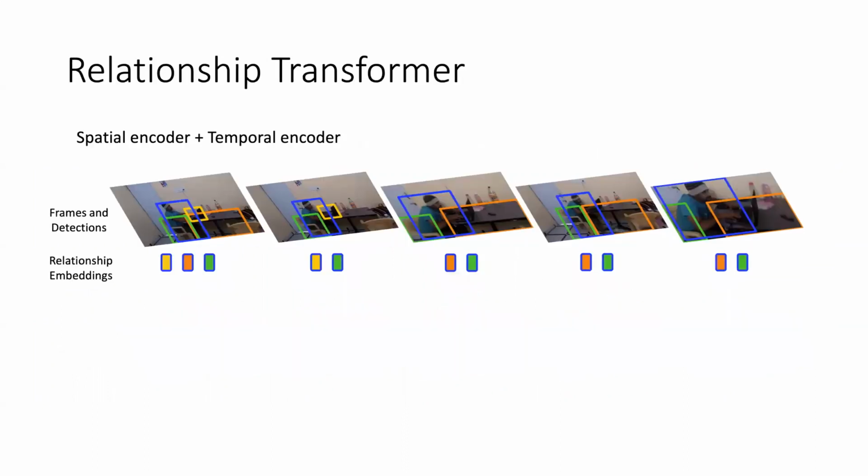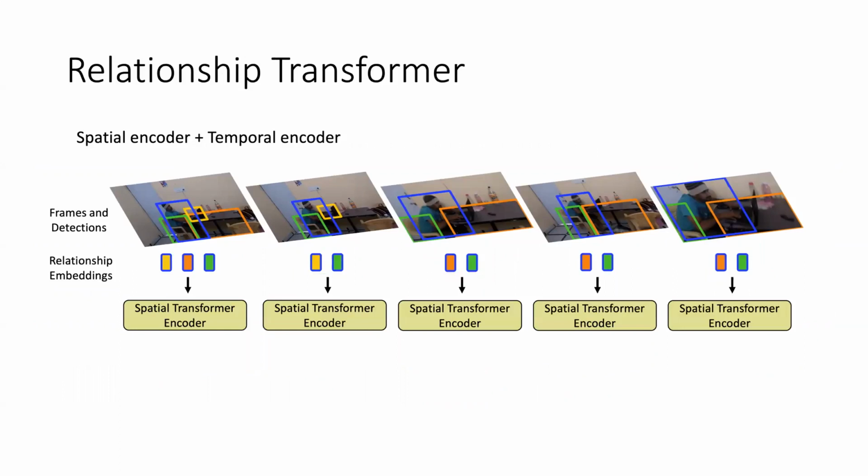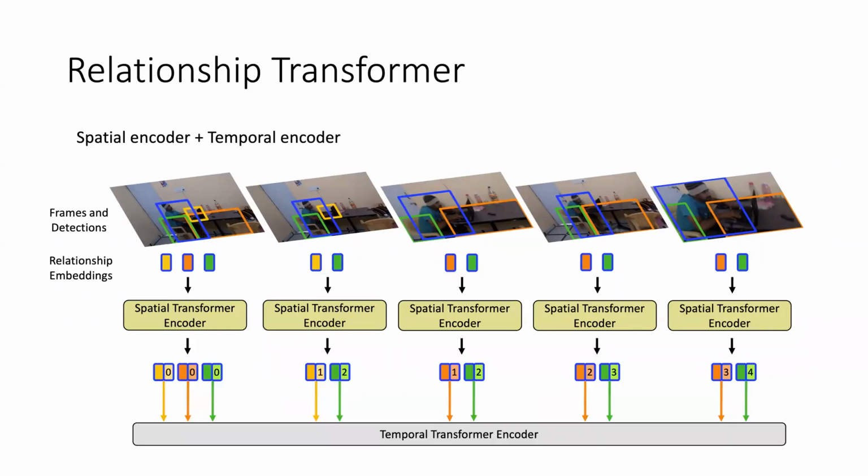The relationship transformer consists of the spatial transformer and the temporal transformer. The spatial transformer first aggregates the information inside each frame. In the temporal transformer, each relationship only attends to other relationships that share the subject and object in the same sequences obtained by cause tracking.